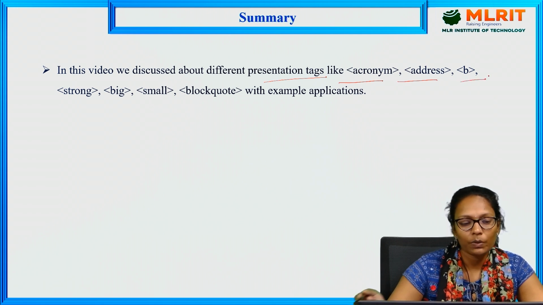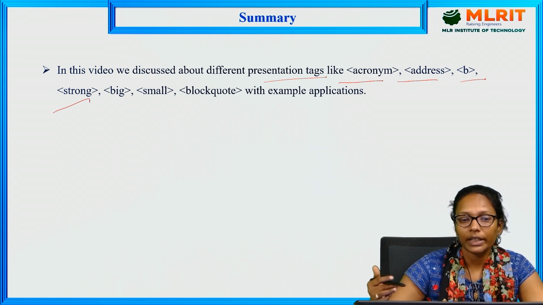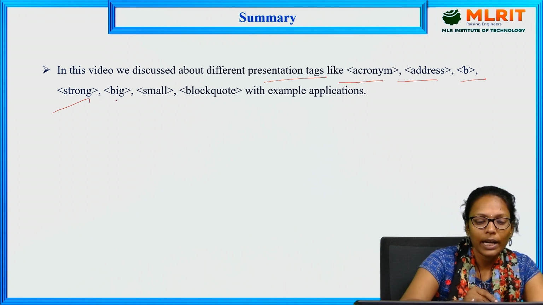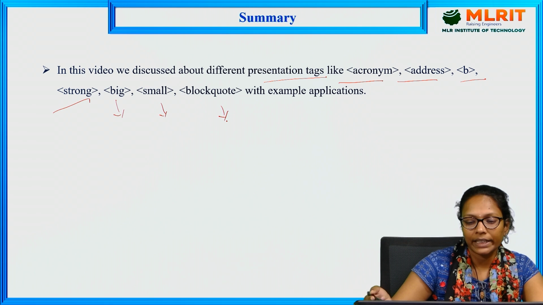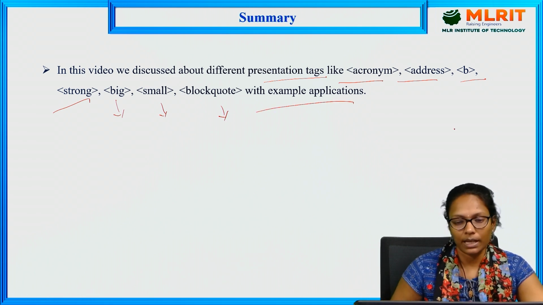And the B tag is for bold, and the strong tag is similar to bold, but if you have any text you want to mention as important text, then you need to use the strong tag. The big tag will give a bigger font size, whereas the small tag will give a smaller font size. And blockquote is for indentation, and we have also seen simple example applications.